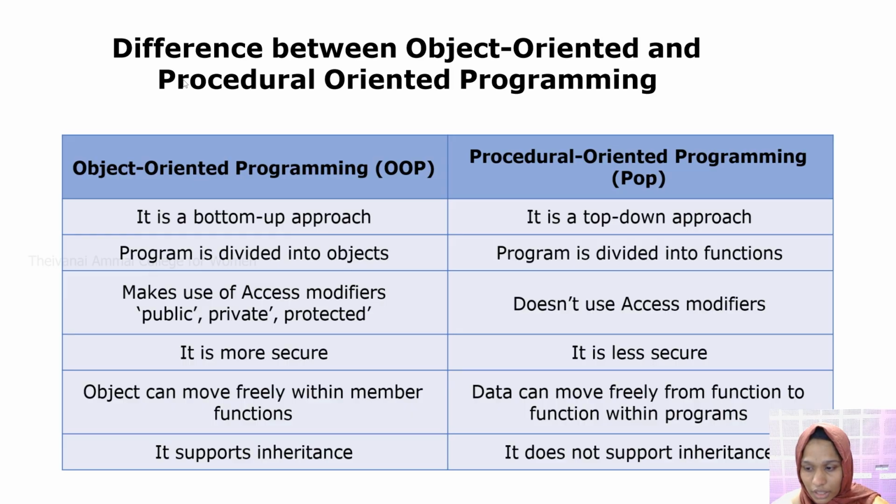Object-oriented programming is more secure, and procedural is less secure. In OOP, an object can move freely within a member function, but in procedural programming, data can move freely from function to function within the program. Also, OOP supports inheritance, and procedural programming doesn't support inheritance.